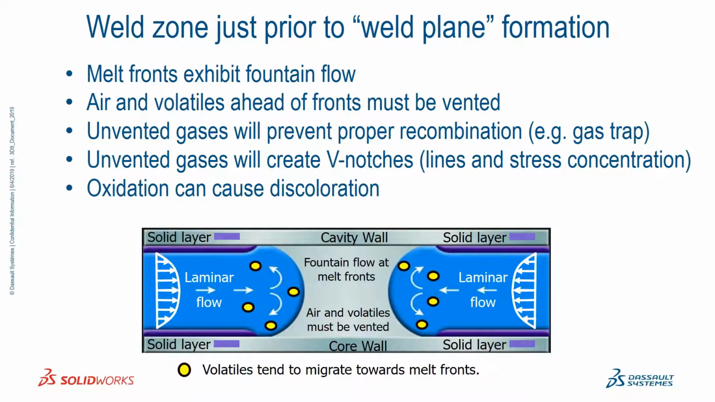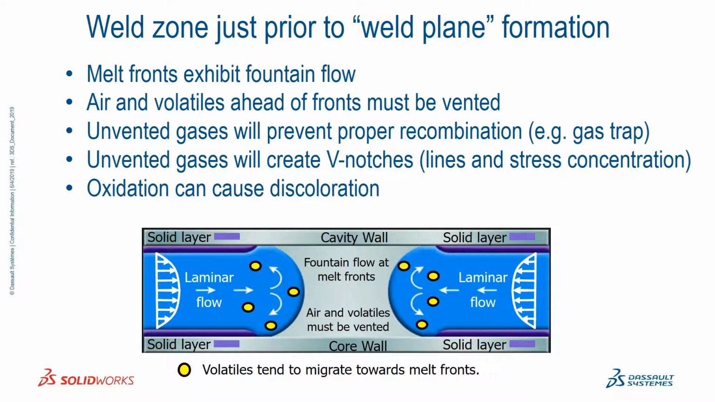zone. We're also very concerned with the gases that are in the mold: air, possibly moisture, possibly volatiles from the melt front, and we need to make sure that those gases are vented. And if they're not vented correctly, then the melt fronts will not join together correctly. So venting is a huge issue when it comes to knit lines, and it's really a mold design issue more than anything else, but it's something that we really need to get a handle on.